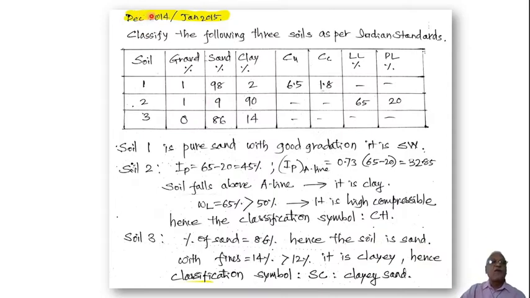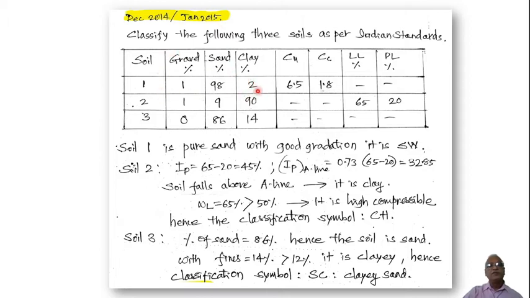This is December 2014, January 2015 question paper. Classify the following 3 soils as per Indian standards. They have given the data. There are 3 soils, 1, 2, 3. Gravel percentage they have given. We'll go one by one. Soil number 1, percentage of gravel is 1, percentage of sand is 98. Then percentage of clay is 2. How can it be? Something is wrong. Anyway, maybe 1%, let us say.